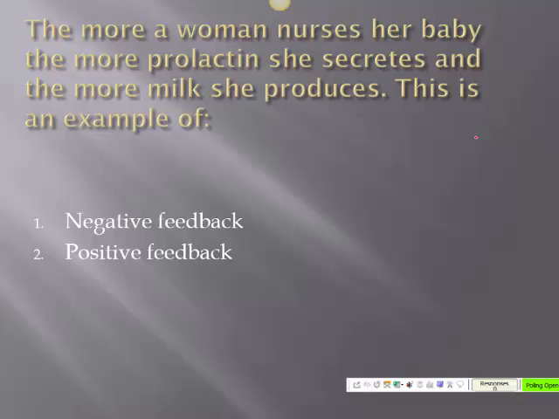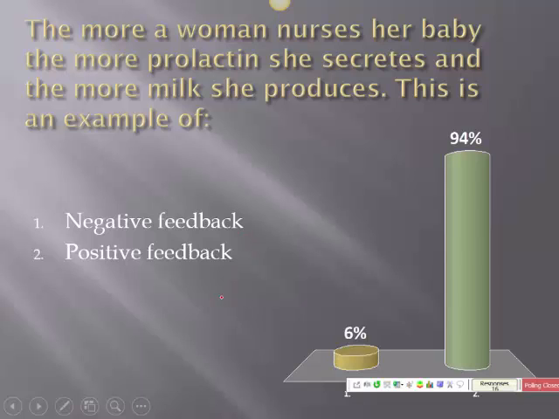So, let's look at this. The more a woman nurses her baby, the more prolactin she secretes, the more milk she produces. What is this an example of? Positive. See, I'm saying the more she secretes, the more she produces. So it's a loop that's going on. You see this word more and more. Okay, so this is a positive feedback.